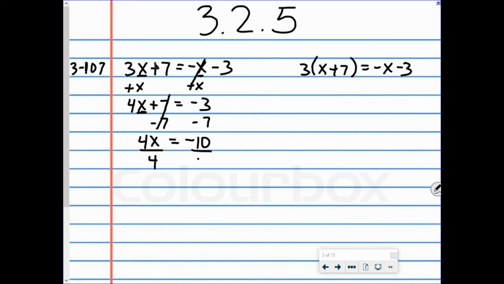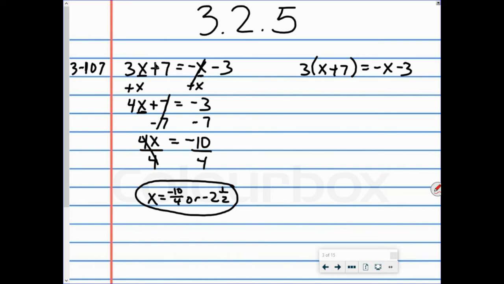You're copying this down, right? And that gets me my answer. X equals negative 10 fourths or negative 2 and 2 fourths, which simplifies to negative 2 and 1/2. Okay? That's my solution. Is what's on the right the same thing?